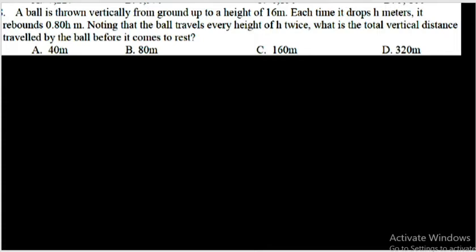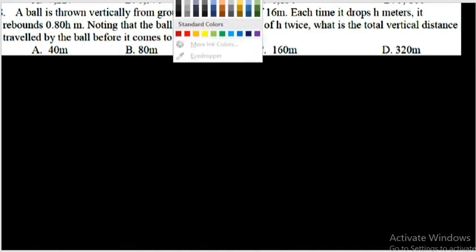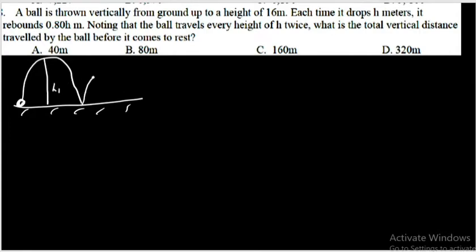So what to do? First, let's try to see the free body diagram of this question. Consider this as the ground. The ball is thrown vertically upward to a height h. We can call this h1, which is already given as 16 meters. Then it rebounds and the height decreases, obviously, because it goes 0.8 times the previous height. We can call this h2, and again it goes the same way. The height decreases. We can call this h3, and it will not end.